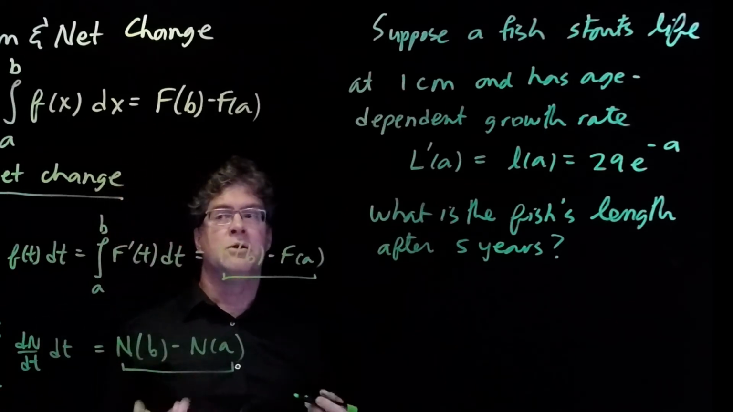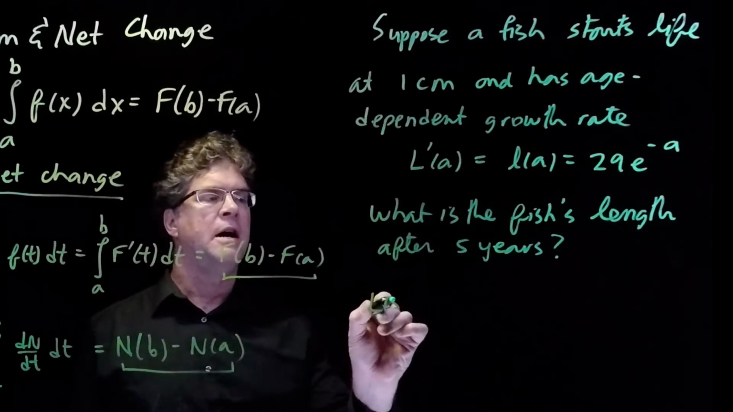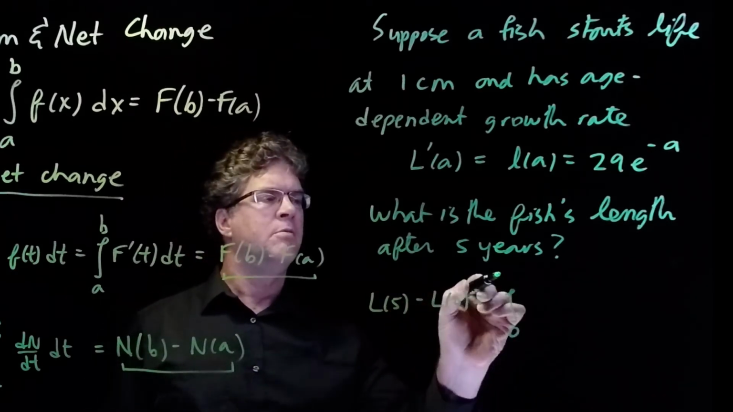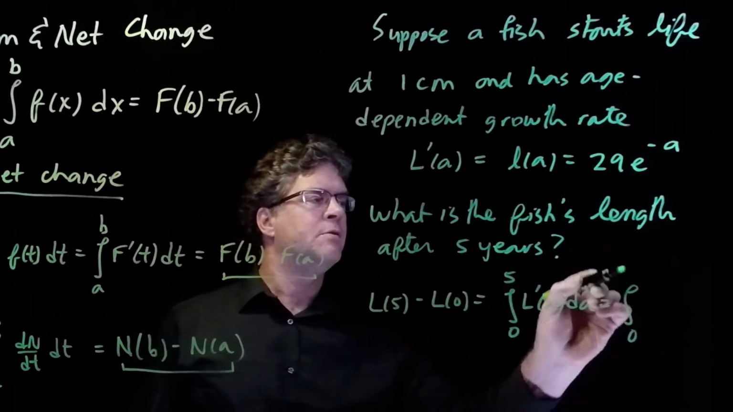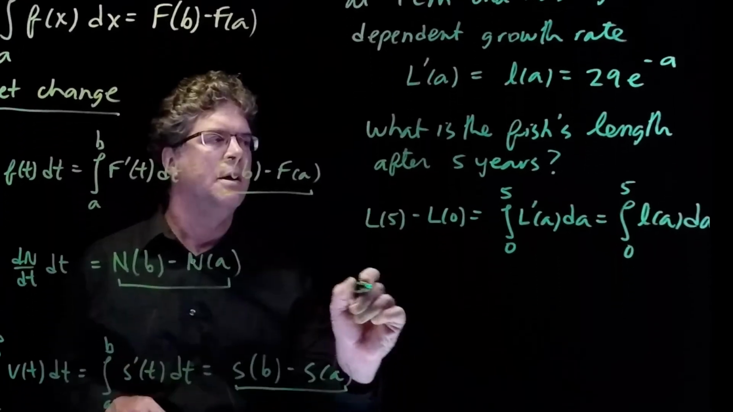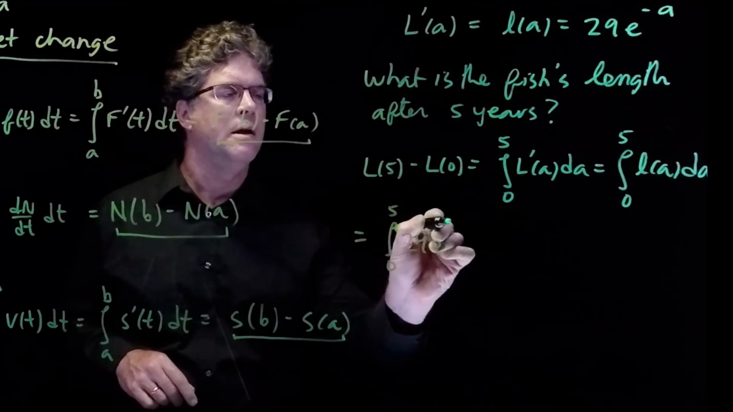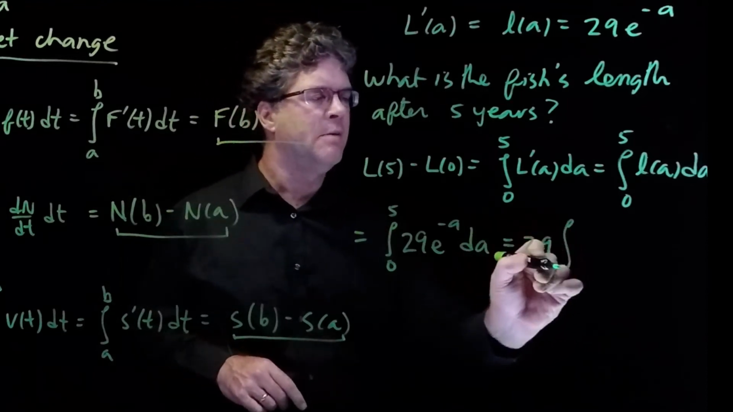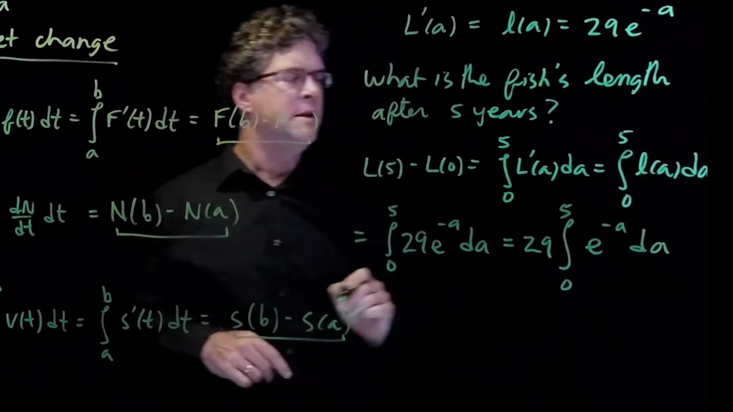And so we can write this in terms of the net change idea. And so we write L at 5 minus L at 0 is equal to the integral from 0 to 5 of L prime of a da, which is the integral from 0 to 5 of l of a da. And this is going to be equal to the integral from 0 to 5 of 29 e to the minus a da. And we can pull out the 29, so that's 29 times the integral from 0 to 5 of e to the minus a da.